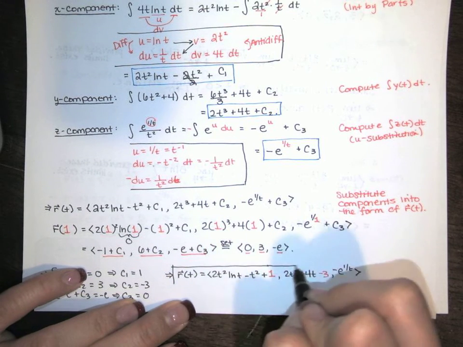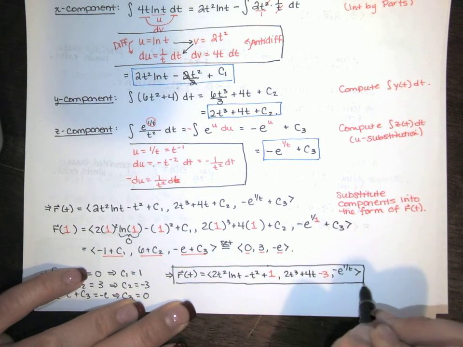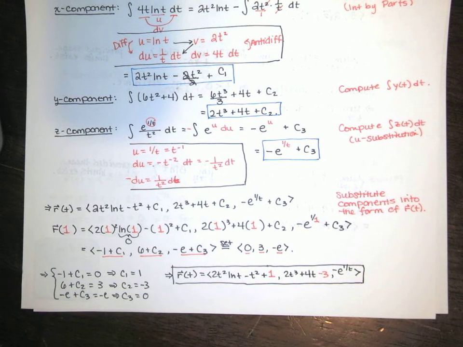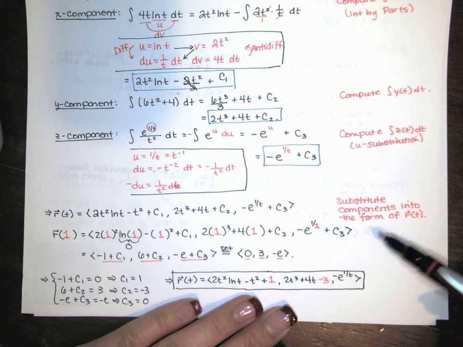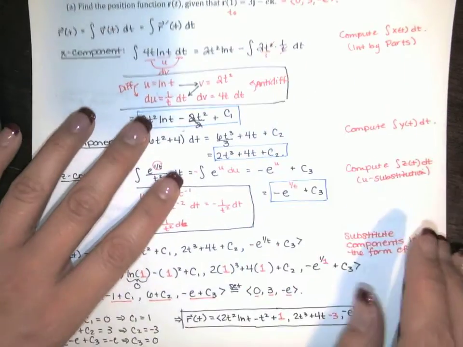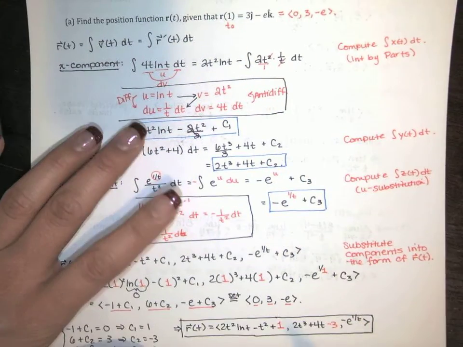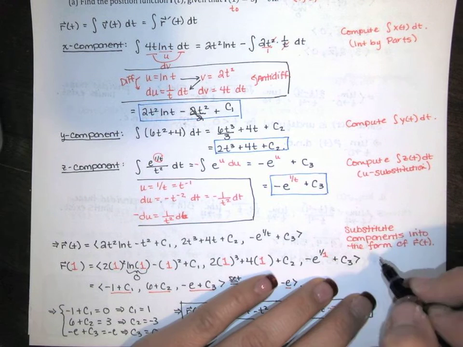And that's our r of t. Now just for your notes, let me write down what we just did. We substituted the components that we just found into the form of r of t. Then since we were given, up here, t naught equals 1, we evaluate that r of t at t equals 1.